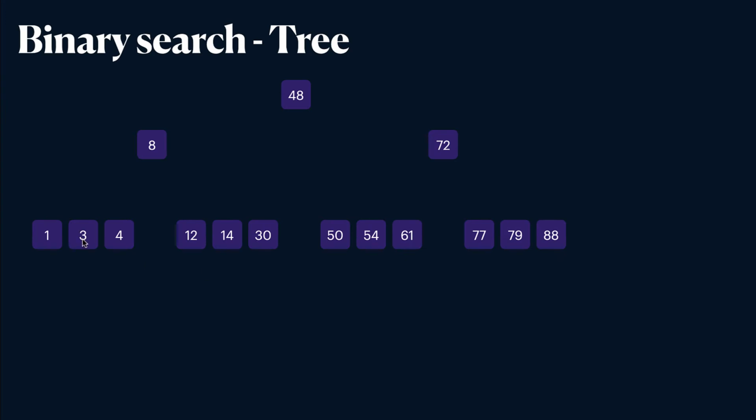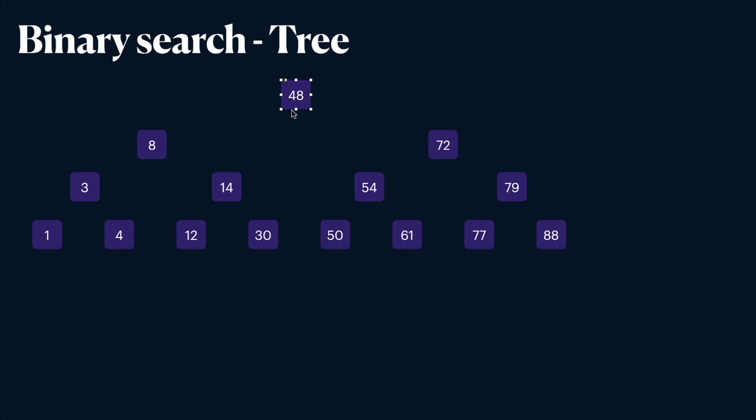And for each part, we are also picking the middle element. For this one, it will be 3. For this one, it will be 14. This one, it will be 54. For this one, it will be 79. So we see now we have a binary search tree.